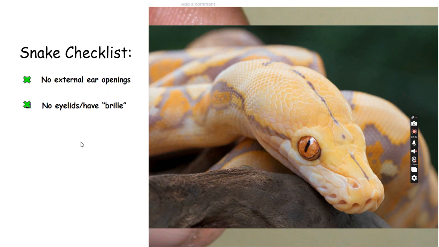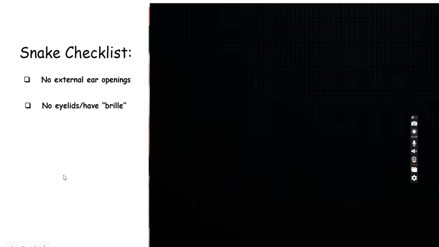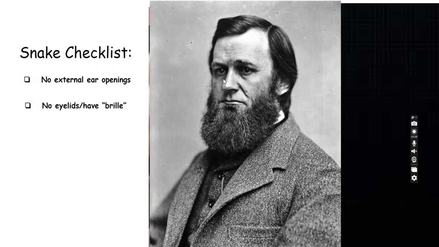So let's try out our checklist on the face of our creature from earlier. And if we look right here, we'll see that it does have an external ear opening. If we look at its eyeball, we won't be able to see the eyelids. But this guy right here discovered this species in 1880. His name is Spencer Fullerton Baird, and he did find that they have eyelids. So we're going to take his word for it.